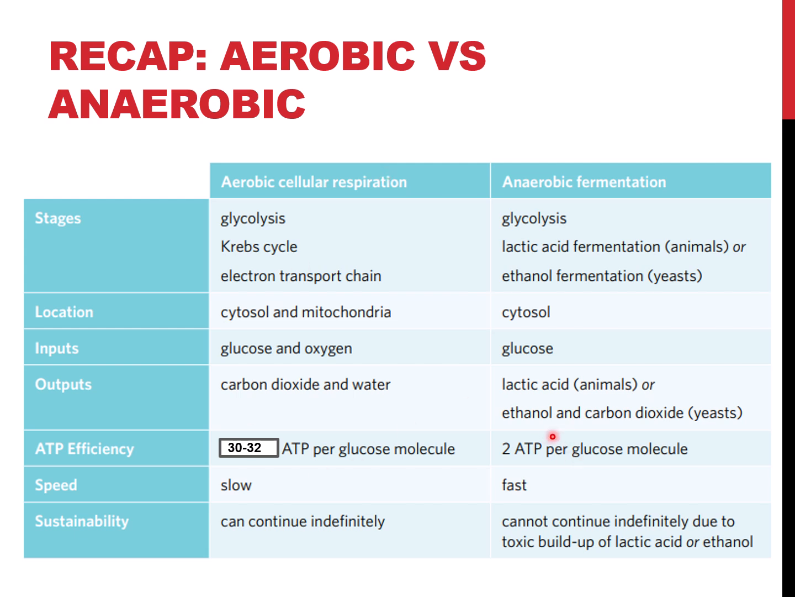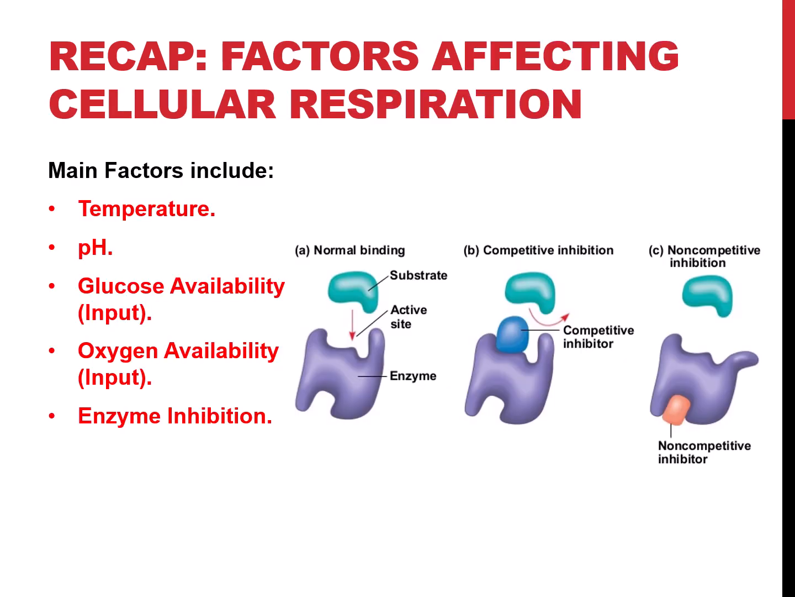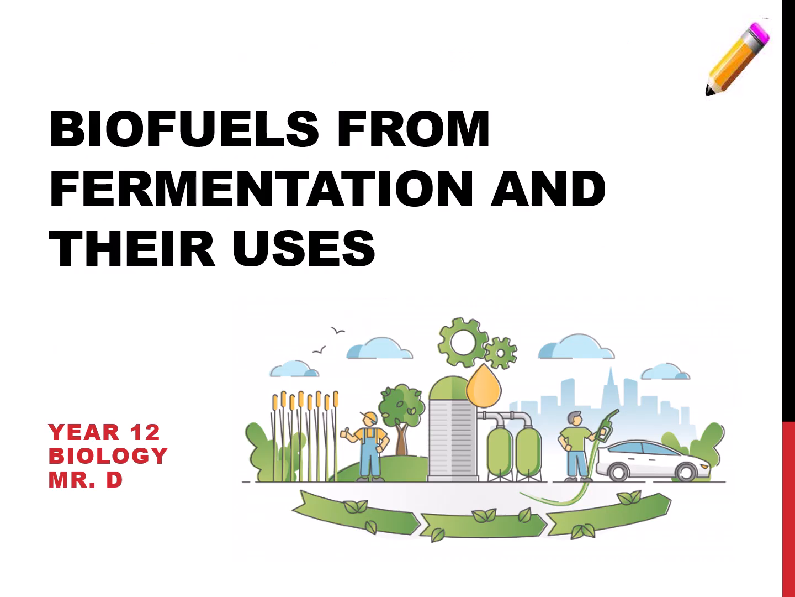So again, anaerobic fermentation produces only 2 ATP per glucose, so it's inefficient, but it is fast, but it cannot continue indefinitely. We looked at the factors affecting cellular respiration in total, which were temperature, pH, glucose availability, oxygen availability, and of course, enzyme inhibitions. All right, we'll talk about biofuels very shortly in this video. Again, it's going to be another short one. And this will be the last video before I move on to Unit 4, Area of Study 1, which is going to be an interesting one.